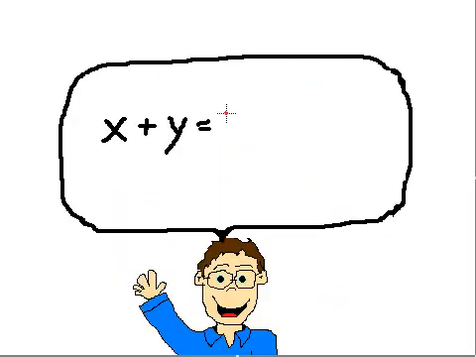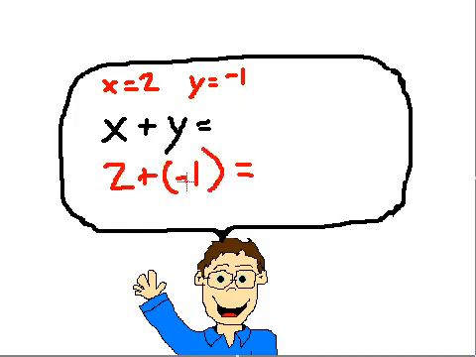So, evaluating expressions can look complicated, but when you break it down, it's actually pretty easy. Just know that when you're evaluating an expression, you'll start out with variables, but you will always be given the value of those variables. All you have to do is plug them in and solve. And that's all there is to it.